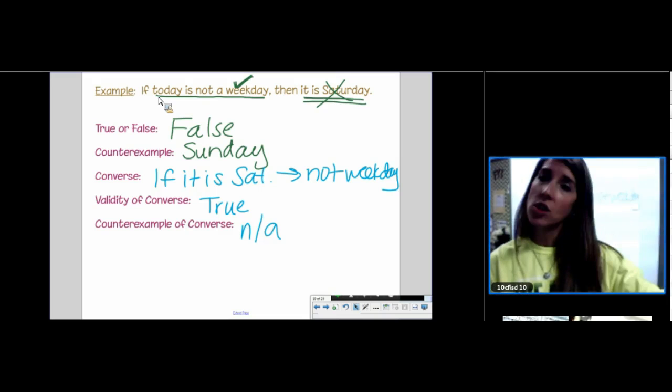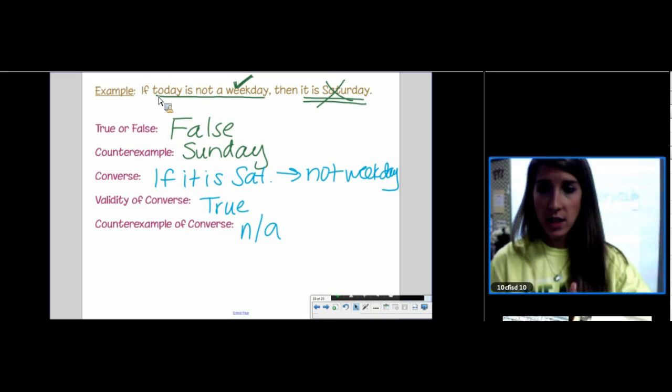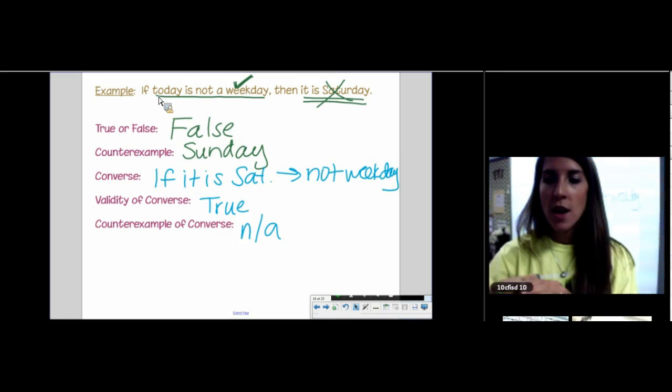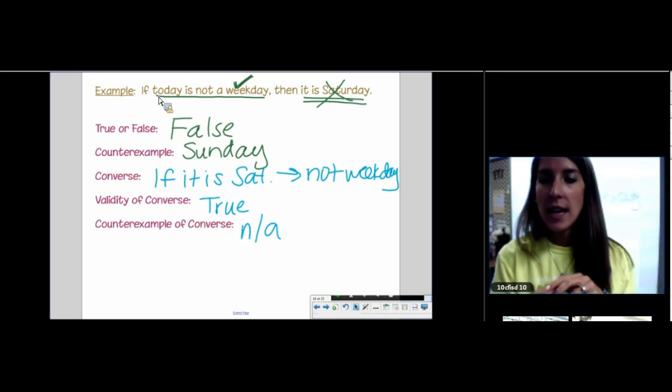So the conditional was false, and the converse of the conditional was true. Converse and conditional are different. Yep, a conditional is just an if-then statement. Does the order of a statement matter? Yes, it does.